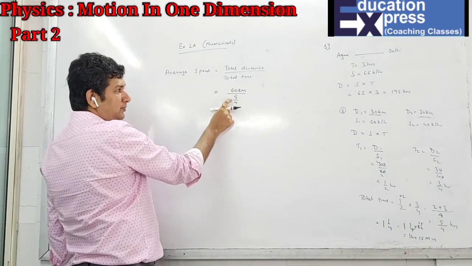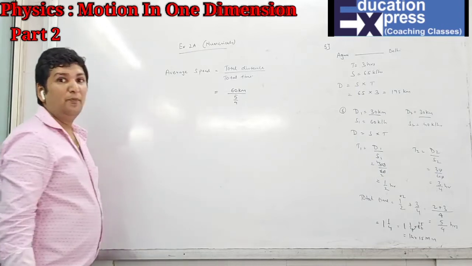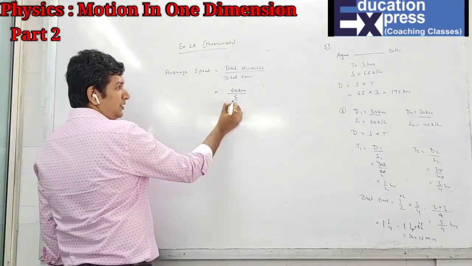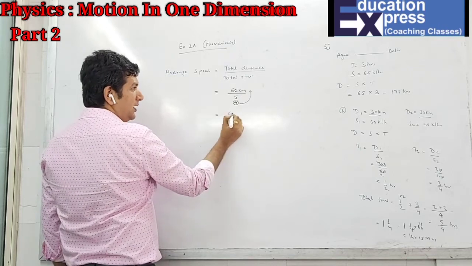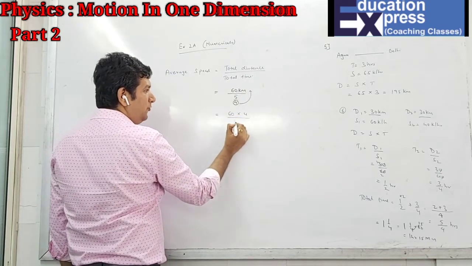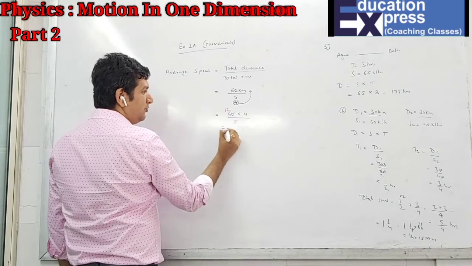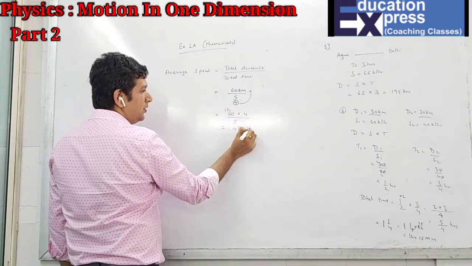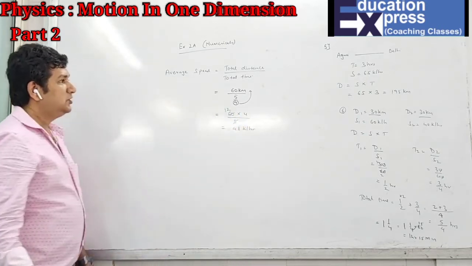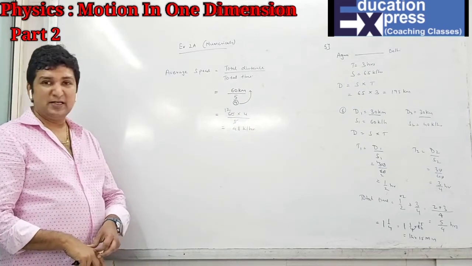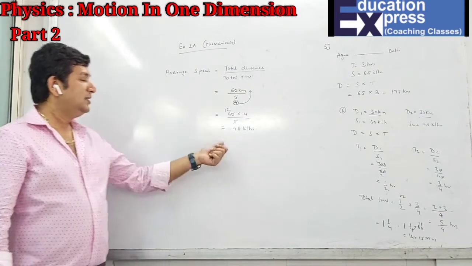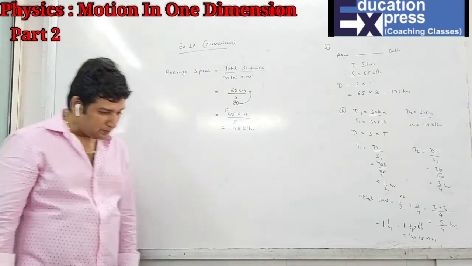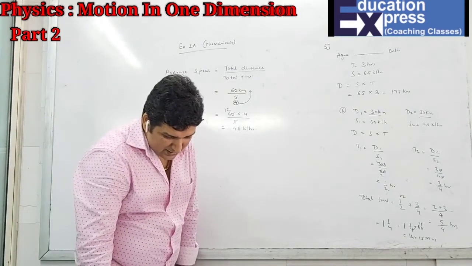This is called what? The division of the complex fraction, in which this 4 will go where? In the numerator. That is 60 into 4 upon 5. The answer will be 48 kilometers per hour. So this is your fifth sum, wherein we found the total distance, total time, and then the average speed. Now we'll do the seventh sum.